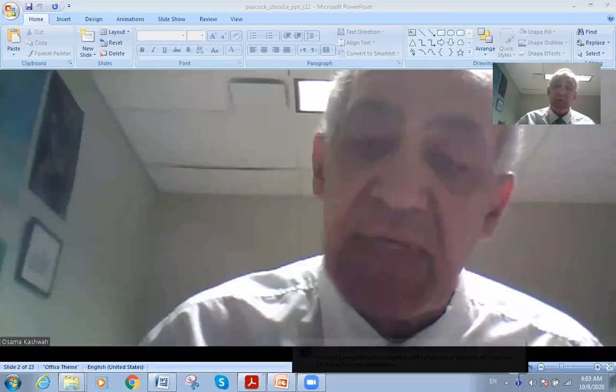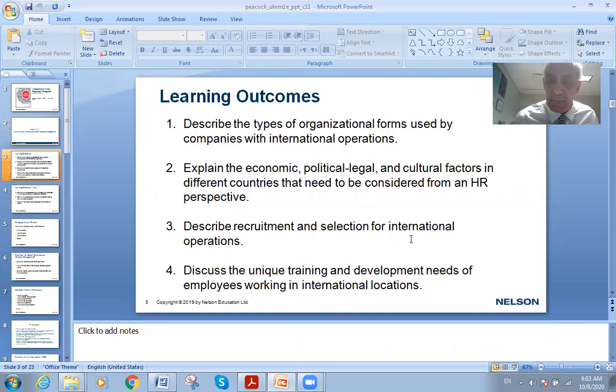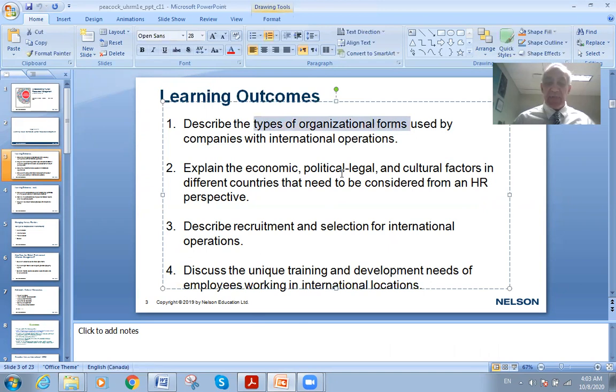Let's see our chapter, and let's first share the screen and see what we are going to talk about in chapter 11, learning about international human resource management. So we will go through it. First, describe the types of organization forms, how organizations look, and those used by companies with international operations. Explain the economic, political, and legal factors, like I told you, which will affect the human resource.